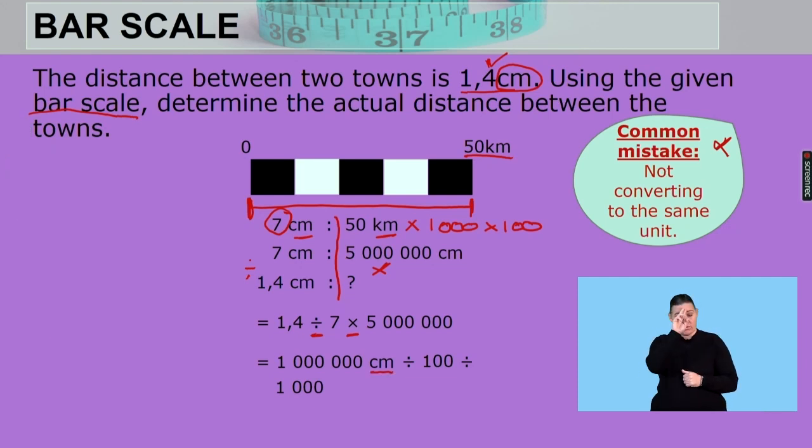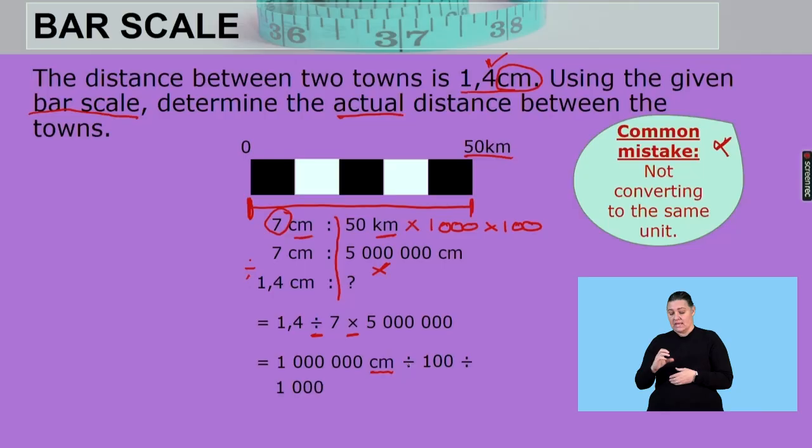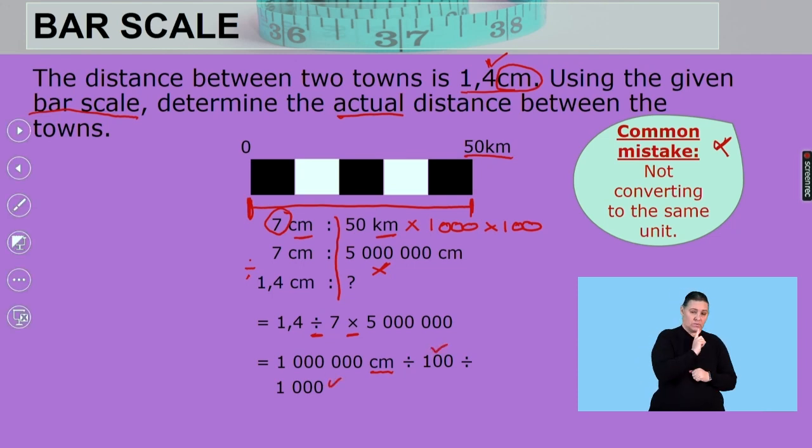Now remember, they say determine the distance between the towns. Oh, there we go. Determine the actual distance between the towns. The actual distance will be in kilometers, so convert centimeters back to kilometers. I've got to divide by 100. I've got to divide by 1,000. And then I get, at the end, 10 kilometers. Great stuff. Let's do the next example.